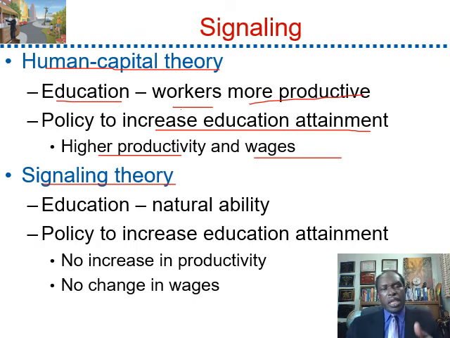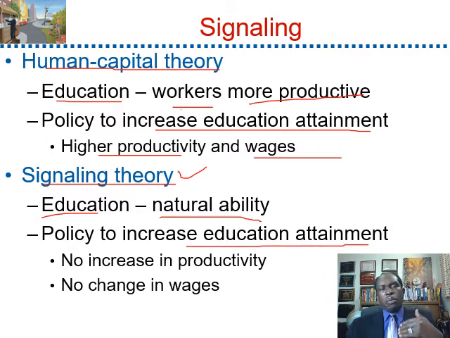On the other hand, signaling theory does not focus on education. It focuses on natural ability. So for instance, any policy that increases education attainment will lead to no change in productivity and no change in wages. If you look good, then even though you don't go to school, you can earn more money, in the US for instance.